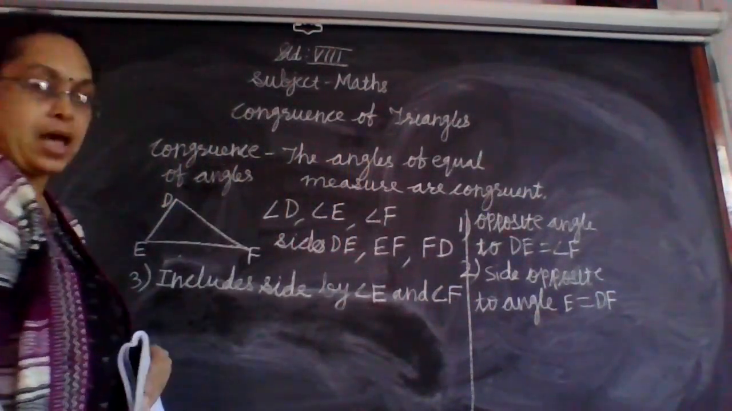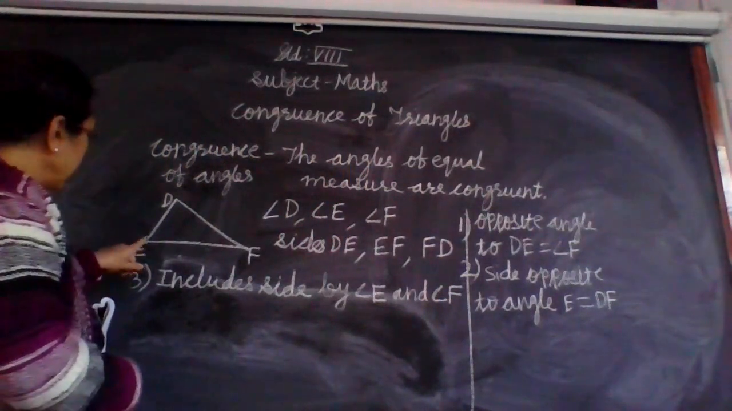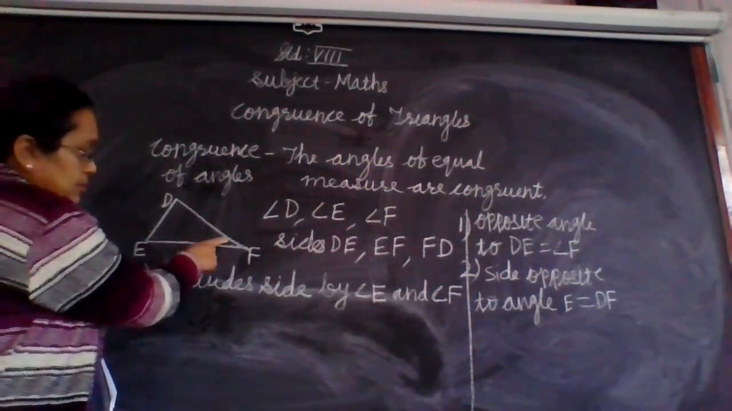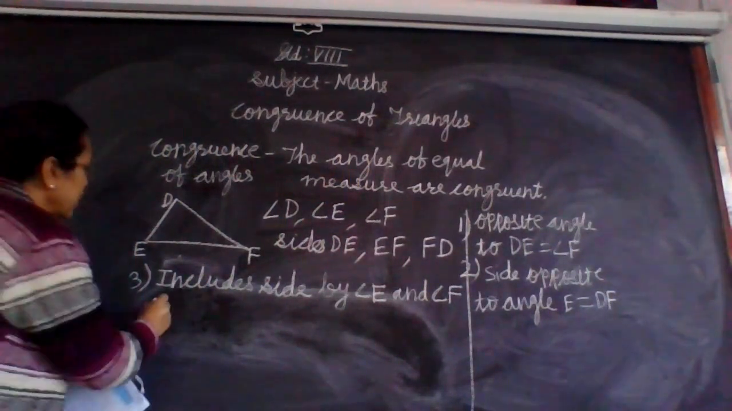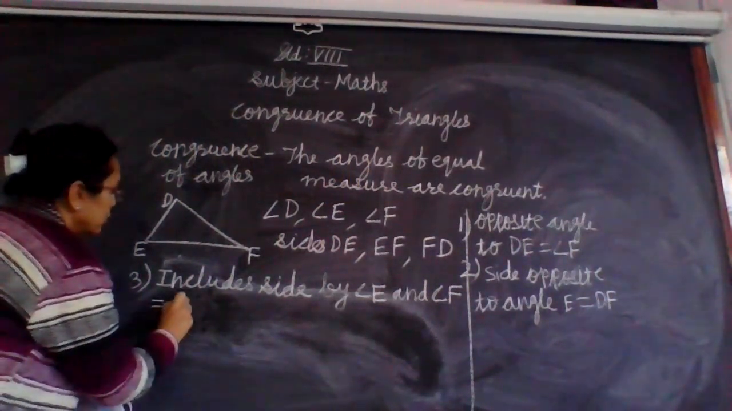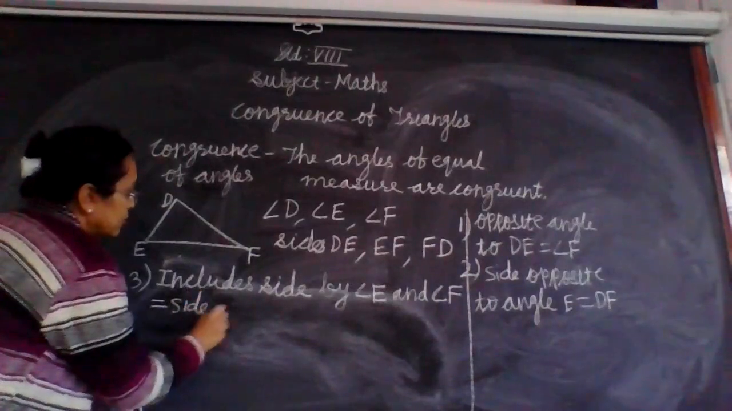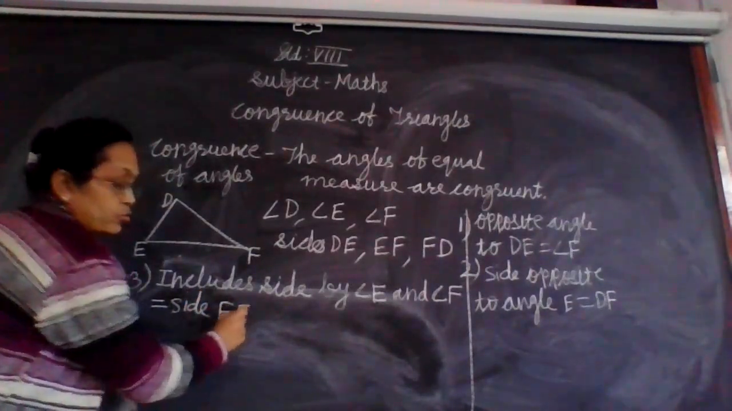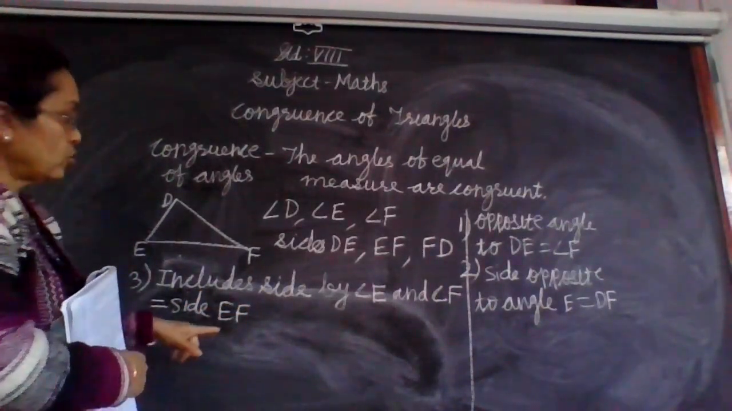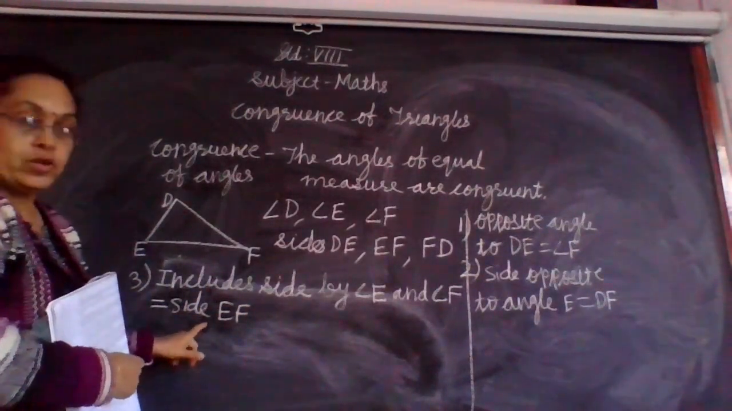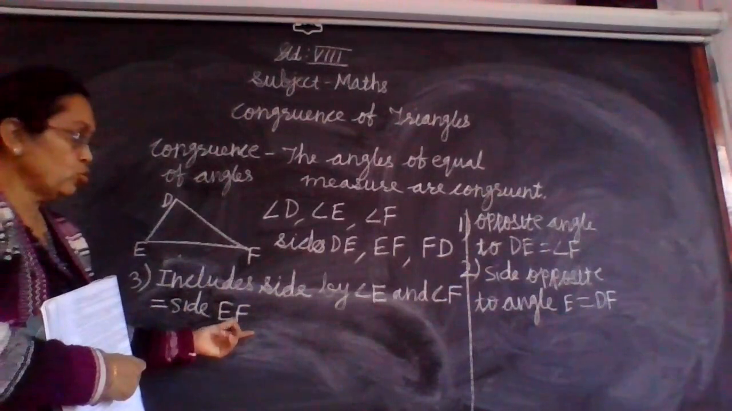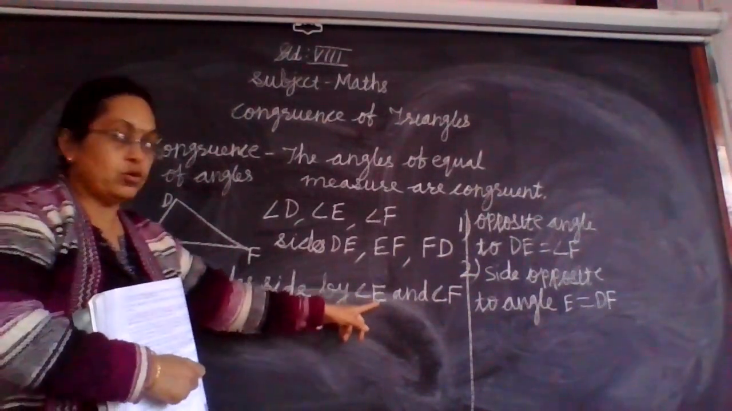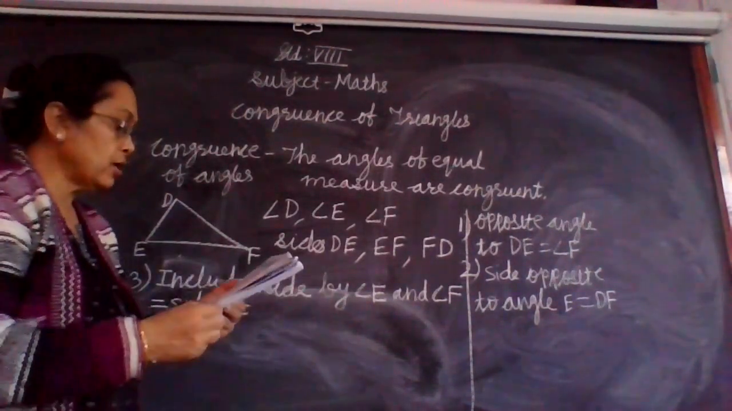Included side by angle E and angle F. This is the angle E and this is angle F. So in between that, which side is it? EF. So it is side EF. So you have to take notice that the name of a side will be of two letters, and for an angle we are using only one letter.